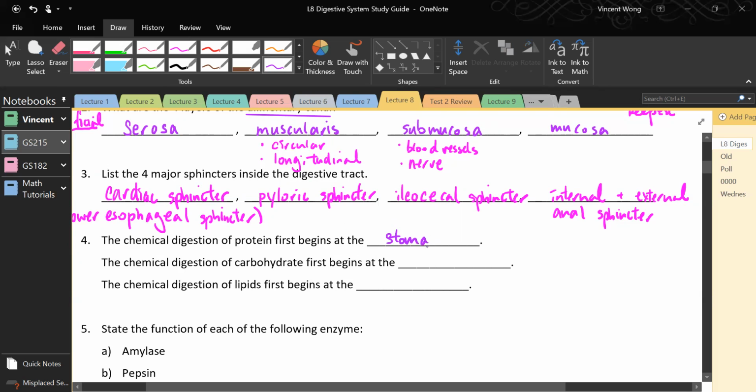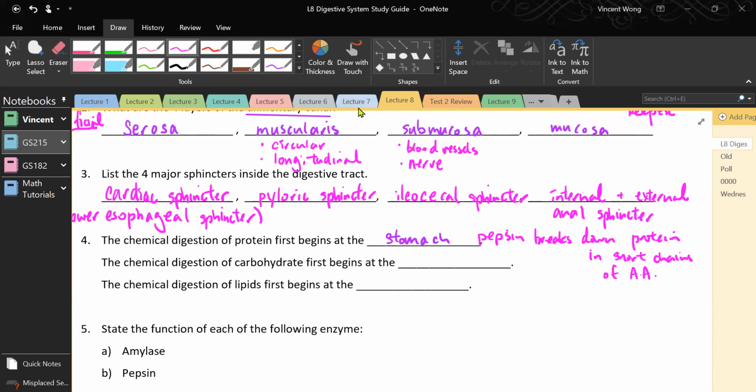Okay. In the stomach, there is pepsinogen, right? Pepsinogen, which gets activated into pepsin. So the pepsin in the stomach will start breaking down the protein. Okay, so let me write that down for you. Pepsin breaks down protein into short chains of amino acids.